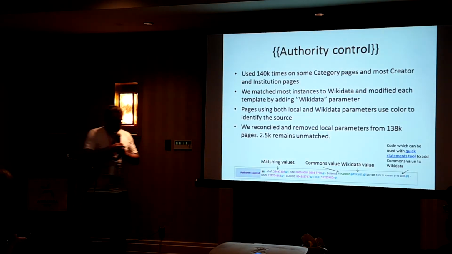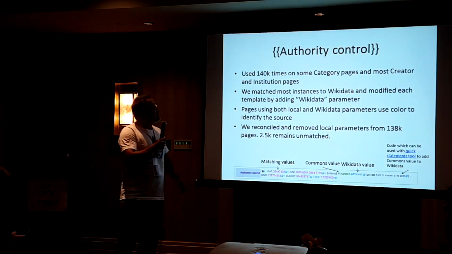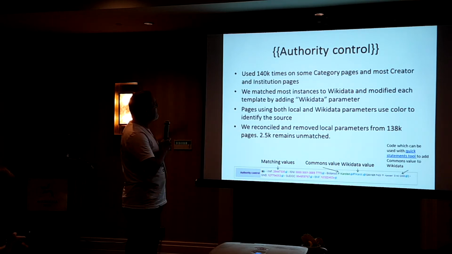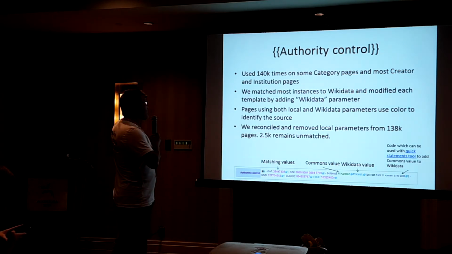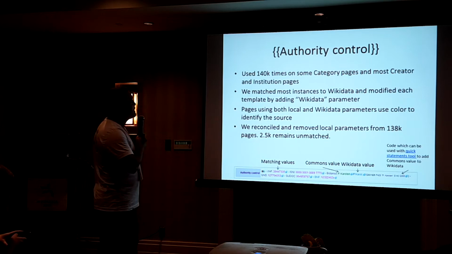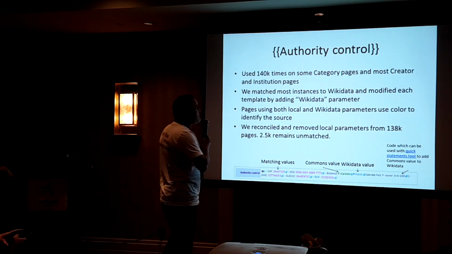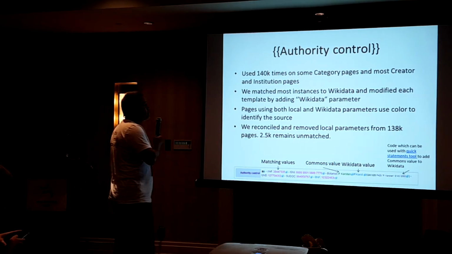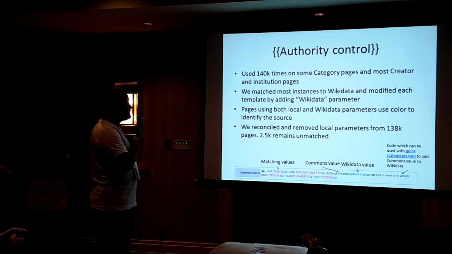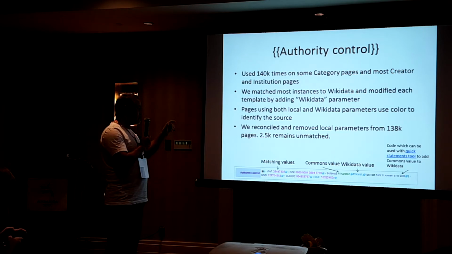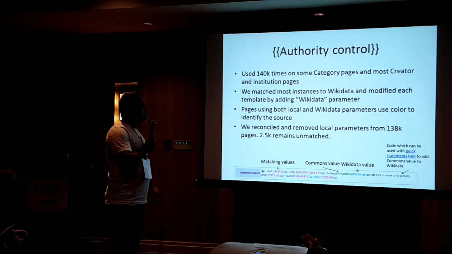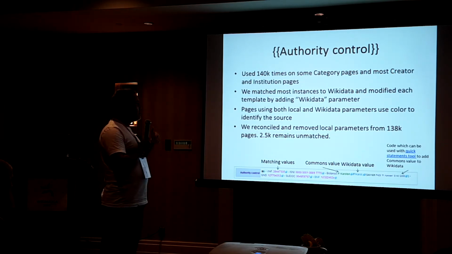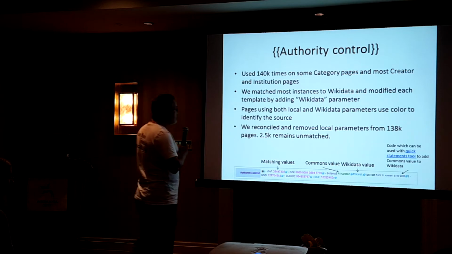So, a little deep dive into a few of those. Authority control, again, is used about 140 times. A lot of categories have them, and many Creator and Institution pages have them. We match most of them through Wikidata, and we started adding a Wikidata parameter to all those templates, and then moving everything to Wikidata.